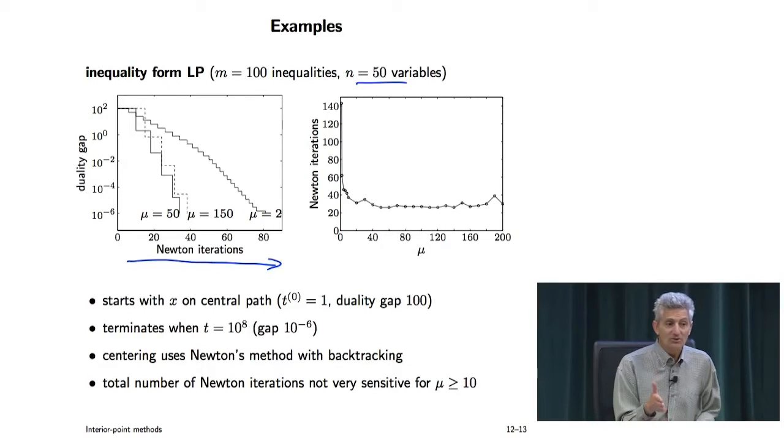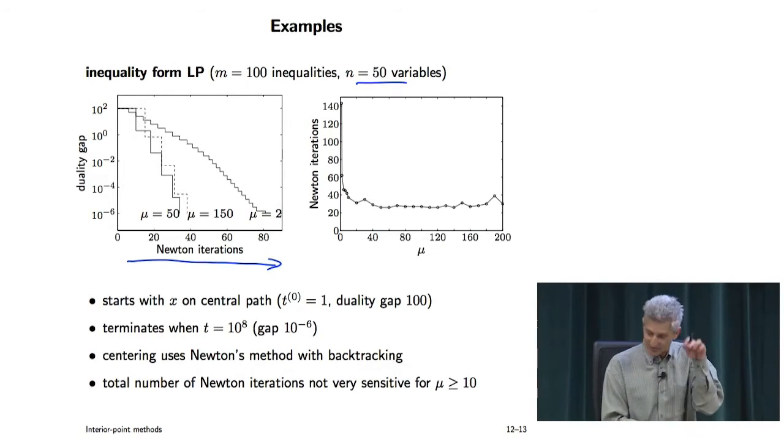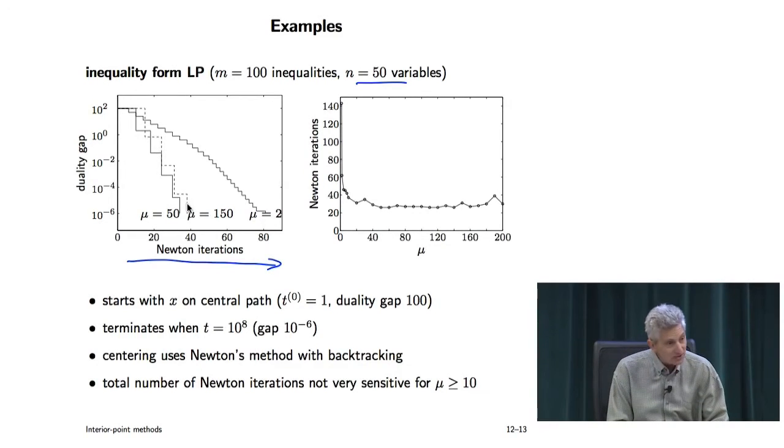So on a log duality gap plot, you go down by a fixed amount. So the height of the stairs in each case is exactly the same. It's log mu. Well, it's mu on a log plot. Everybody's got this? Okay? So now you can see mu equals 2.